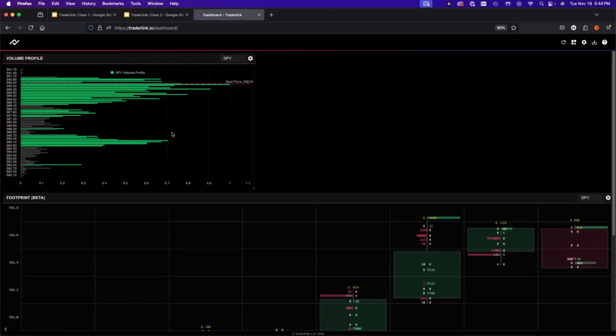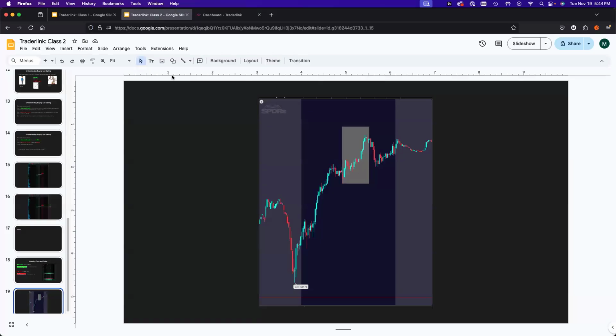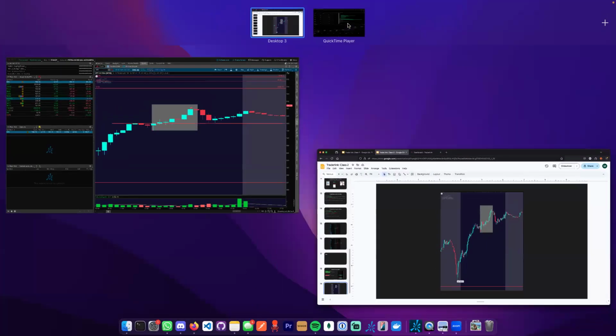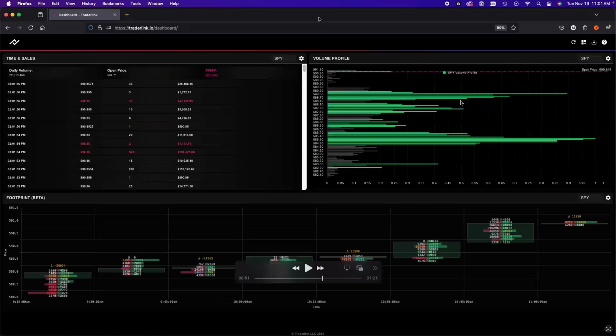Okay, so this is the volume profile at close, or at least right now, and you can see that it's dramatically different than the volume profile at 11 today, right? So this is constantly in flux. As orders come in, it changes.